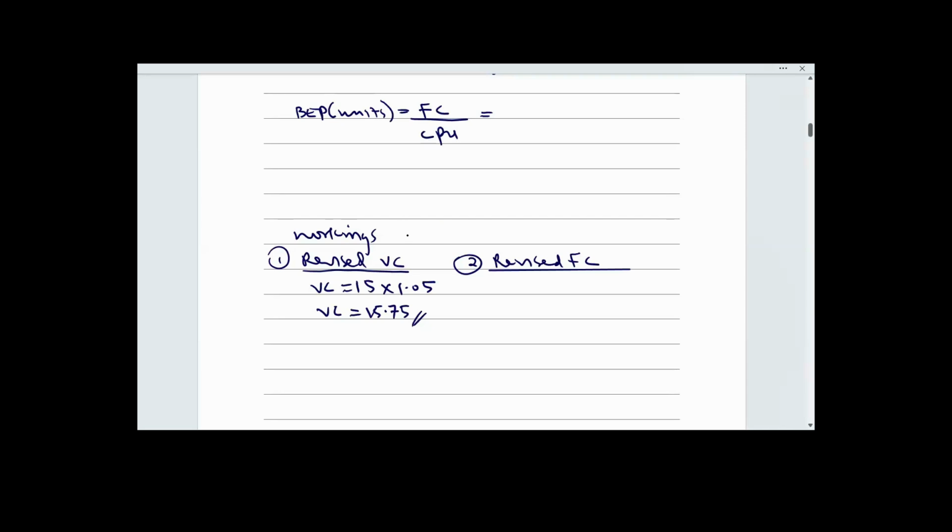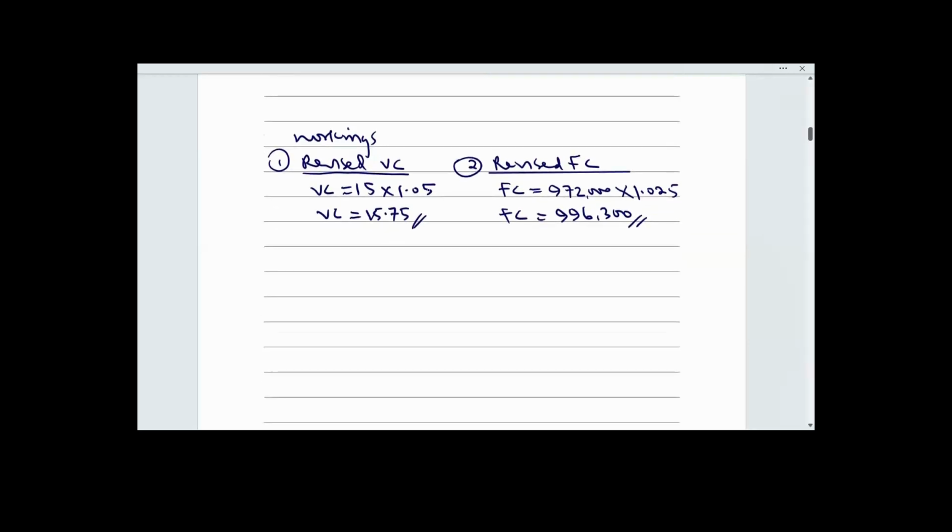Okay. Then revised fixed cost. The original fixed cost is equal to 972,000. You're now told that fixed cost will increase by 2.5%. That will be multiplied by 1.025. Therefore, the revised fixed cost is what? Yes? What do you have? 996,300. So that's the revised fixed cost.